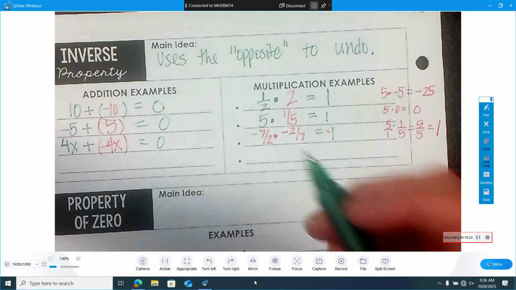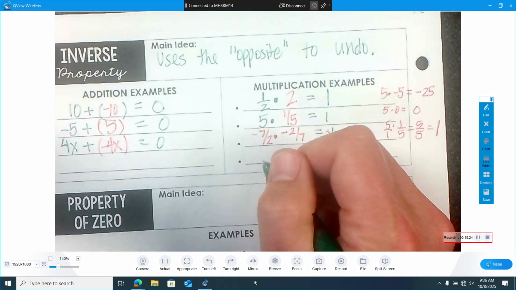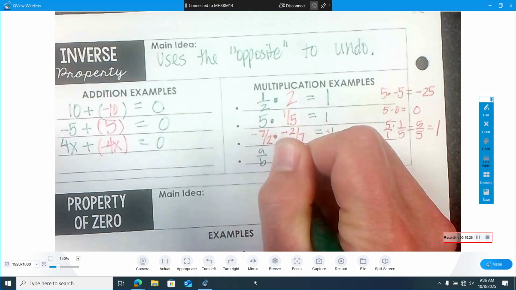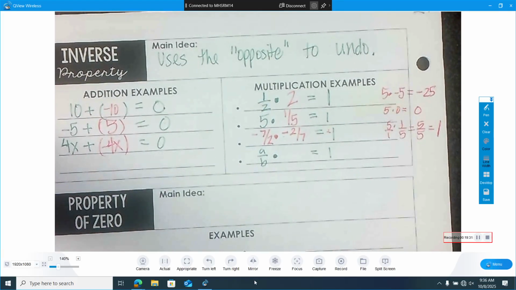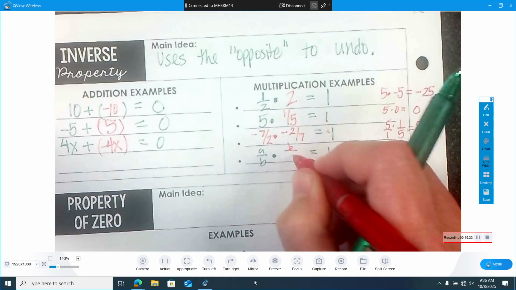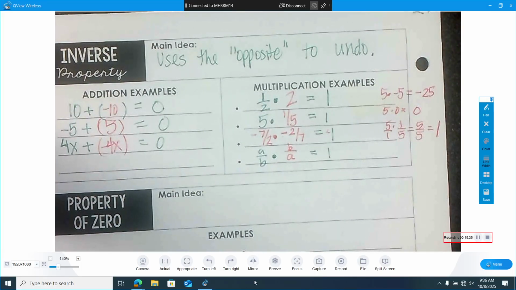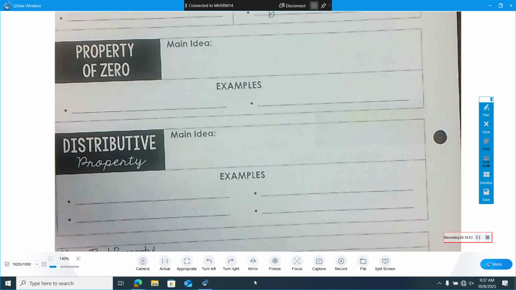And so if I have a fraction like a over b times what gives me 1? B over a. These are reciprocals of one another. A over b times b over a cancels each other out, leaving 1. Okay? So that's the inverse: what cancels out or undoes the other. That's how we think about that. All right, questions on that one?